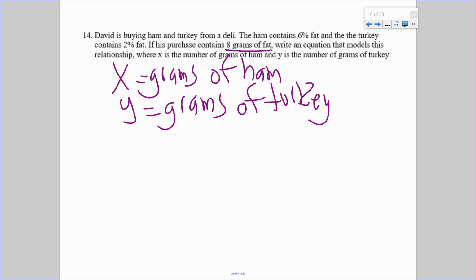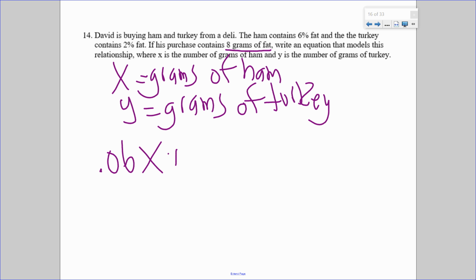So if 6% is fat, then 0.06 times the number of grams of ham is going to give you fat. 0.06x represents the number of grams of fat from ham. Since 6% of the ham is fat, 0.06 times the number of grams of ham is fat. Well, that's how much fat we're getting from the ham.